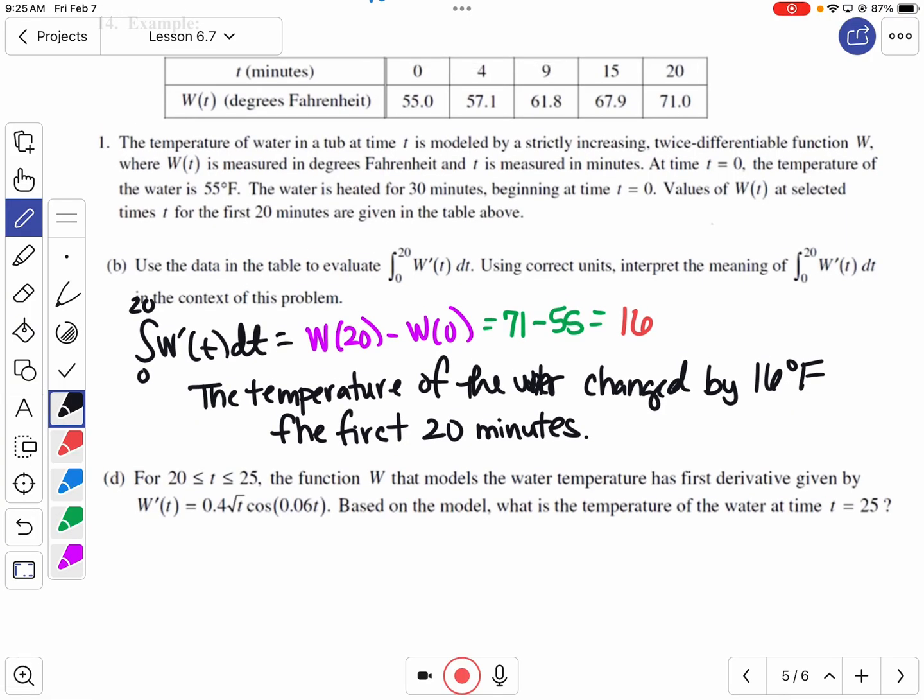All right. So between 20 and 25, the function W that models the water temperature has a first derivative given by W prime equals, you got all that stuff. Based on the model, what is the temperature of the water at time t equals 25? Okay, this is a calculator active question. All right. So we want to find out the temperature of the water at time equals 25.